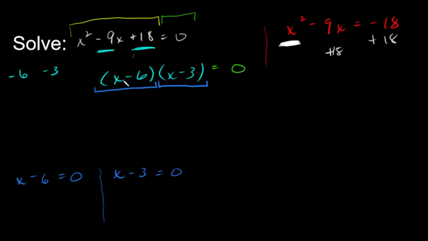So if you look, we have translated or rewritten our expression that was multiple terms. You've got x squared, negative 9x, and 18. Remember, terms are separated by plus or minuses. And we have consolidated that into a single term, where you have x minus 6 multiplied by your x minus 3.